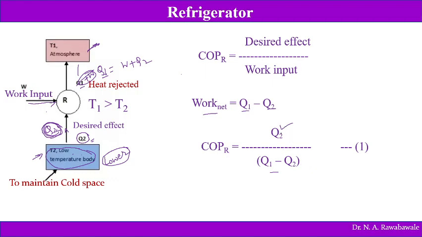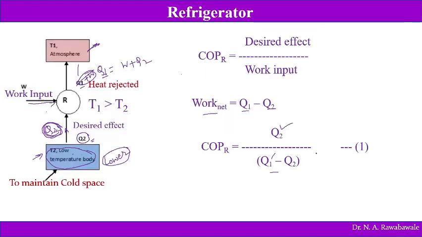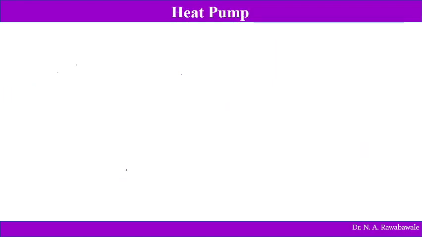So Q2 is the amount of heat absorbed, Q1 is the amount of heat rejected. So from this we get the COP of a refrigerator. Now the aim of this refrigerator is to maintain this space below the temperature of the surrounding or atmospheric temperature. Now what is a heat pump?